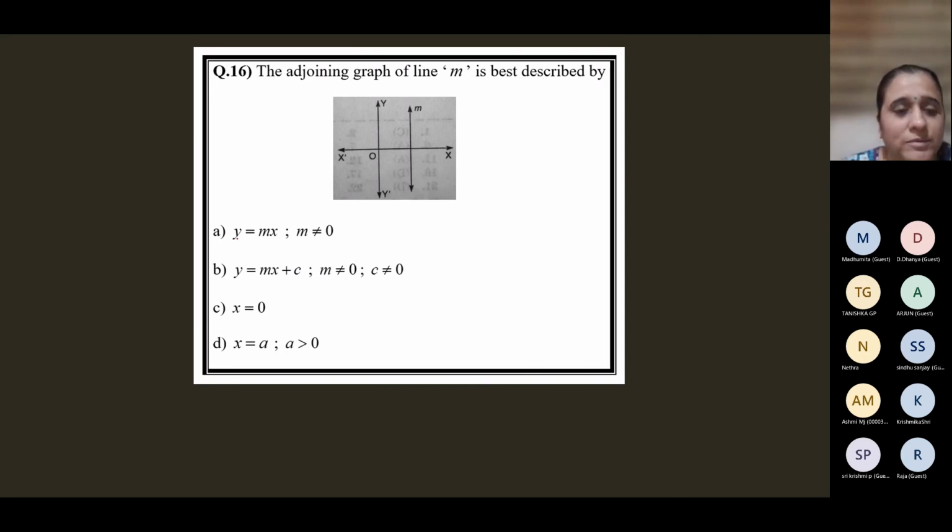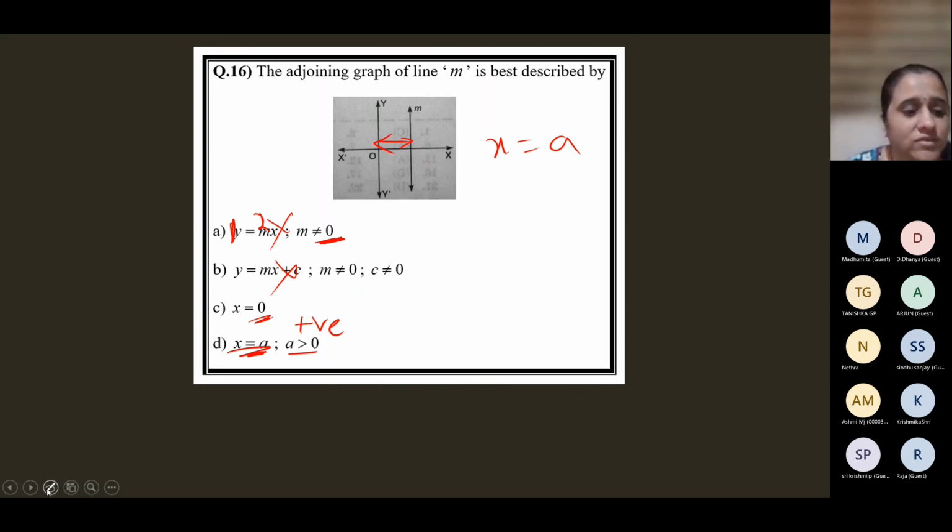So here this is not possible because it is 1 y, and x also has a coefficient that is not 0. It's like 1x or 2x. So this is not possible. This is also not possible. x is equal to 0 is the equation of the y-axis. So this is the option: x is equal to a. This line is parallel to the y-axis, so it will be x is equal to a. And a is greater than 0, meaning a is positive, because it's on the right side.